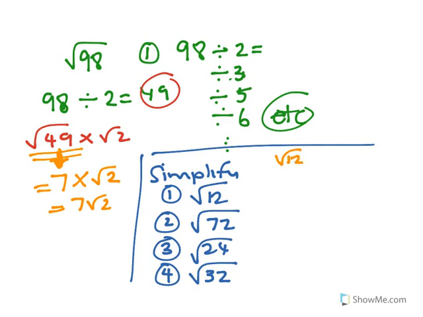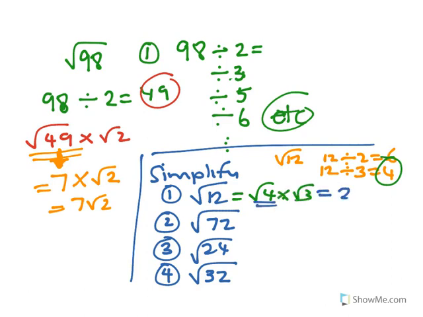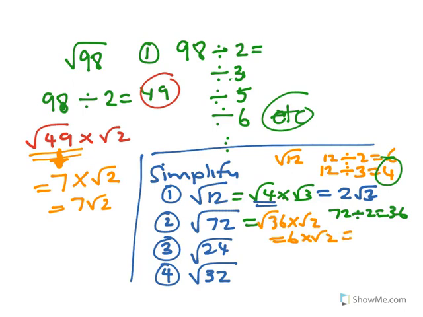Alright, so if we start with root 12, we're going to divide by 2, that's 6. No, 12 divided by 3 is 4. Yay, I have my square number. So you write it as root 4 times root 3. Notice once again, I always write my square first. That would be 2 times root 3, which is 2 root 3. Okay, 72. 72 divided by 2 is 36. So I lucked out there, so it's root 36 times root 2. Root 36 is 6, so 6 root 2.